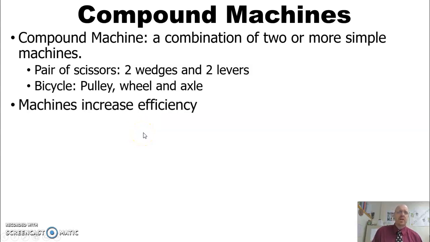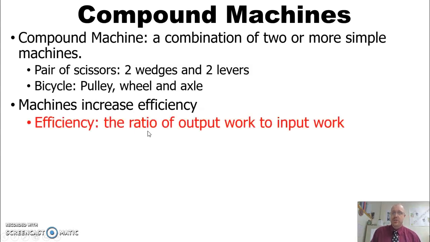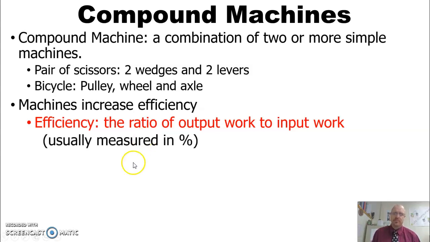Why do we use machines? Well, machines increase efficiency. Efficiency is the ratio of output work to input work. Basically, easily saying machines make stuff easier to do. We're changing how much work we have to put into it versus how much we get out of it. And we usually measure efficiency in percentages.